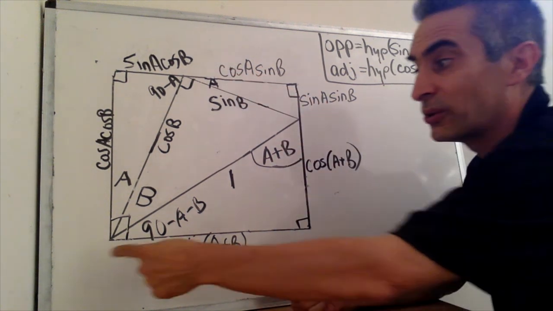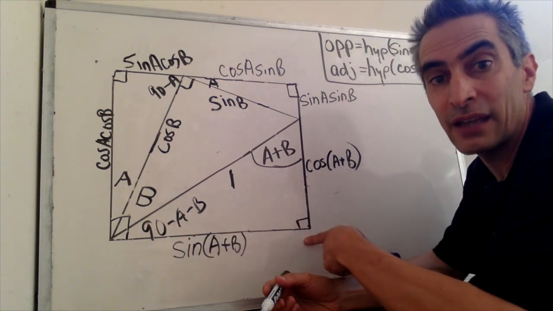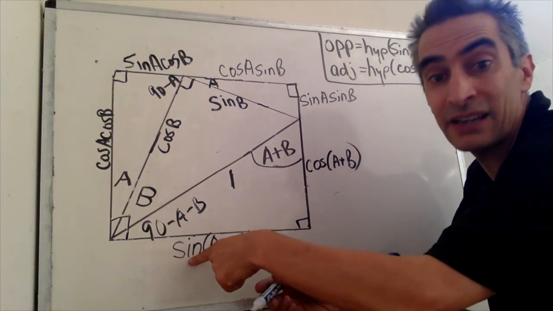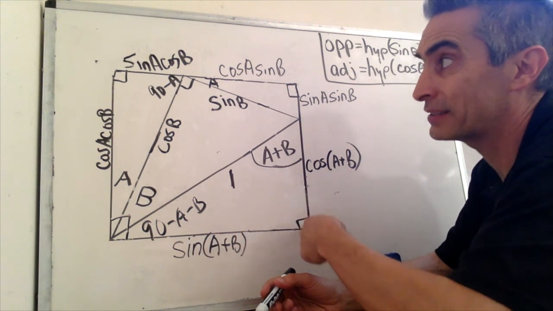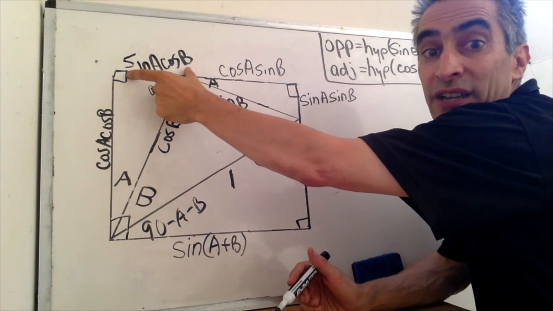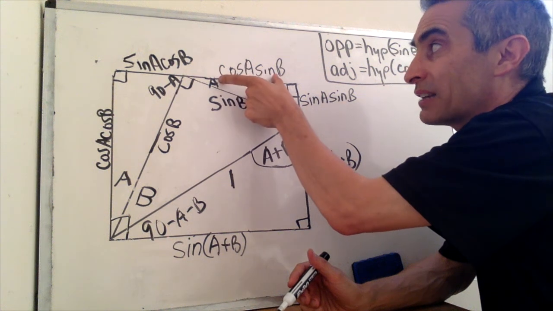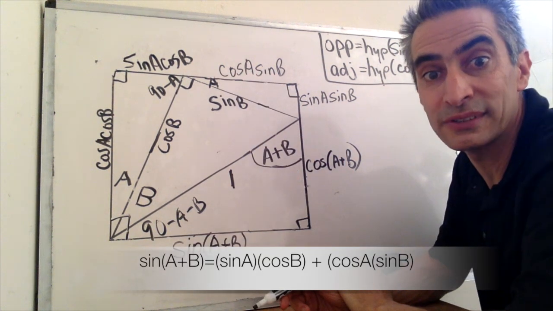Again, this whole length here represents the sine of A plus B. And therefore, since this is a rectangle, this whole length is equal to this length. So the sine of A cosine of B plus the cosine of A sine of B is what the sine of A plus B equals.